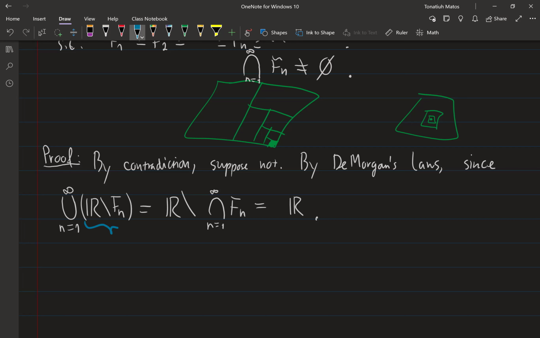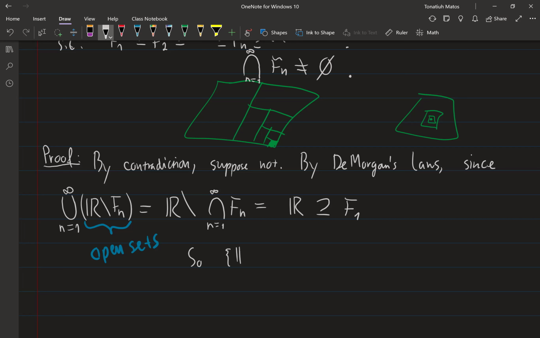Now there is something worth noting. These are the complements of closed sets. So if you've done your homework, then you should know that these are open sets. The complements of closed sets are open sets. And what does this tell you? Well, the real numbers, of course, contain everything. In particular, they contain F1. So this union that I underlined in blue is an open cover of F1.